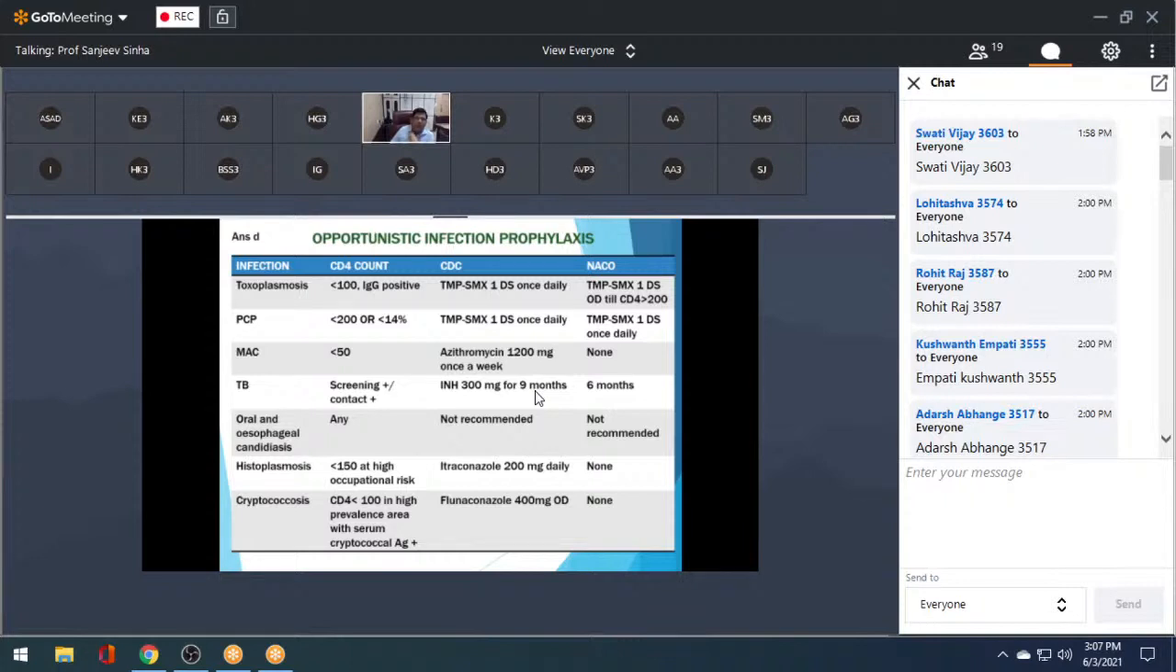And one more important infection is cryptococcal infection. It is more commonly seen in patients who have a CD4 count less than 100, and also in areas which have a high prevalence of infection. And we treat them with fluconazole 400 milligram OD.